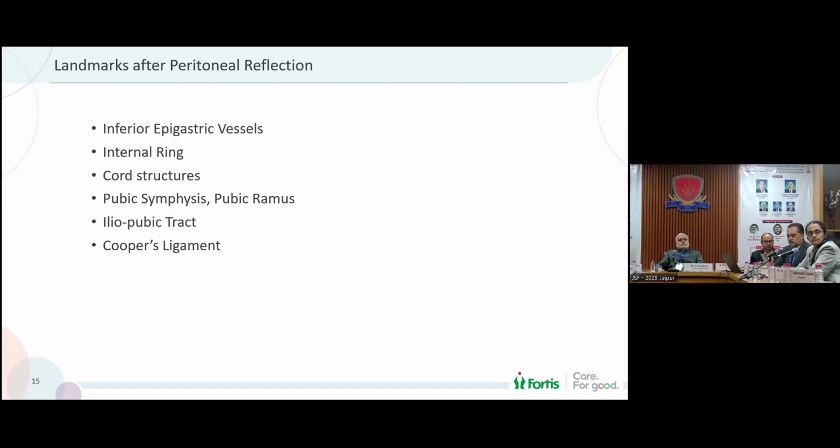So in laparoscopic hernia repair, whatever procedure we do, TAPP or TEP or ETEP, we need to go into the preperitoneal space. If we are going through the TAPP approach, we have to reflect the peritoneum and raise the flaps, and then there are landmarks in front of us after peritoneal reflection. These are very important landmarks. First, the most important landmark is the inferior epigastric vessels. Then there are the internal ring, quadrant structures, pubic symphysis, and pubic ramus, iliopubic tract, and Cooper's ligament. These are the landmarks which we need to identify and understand.